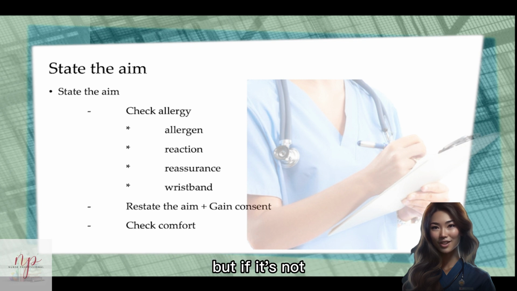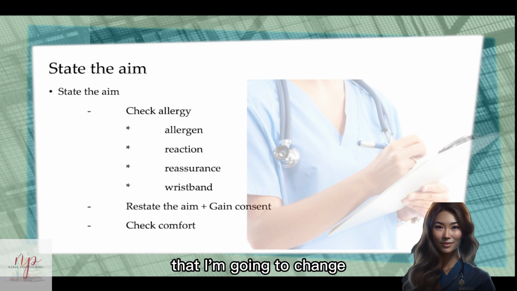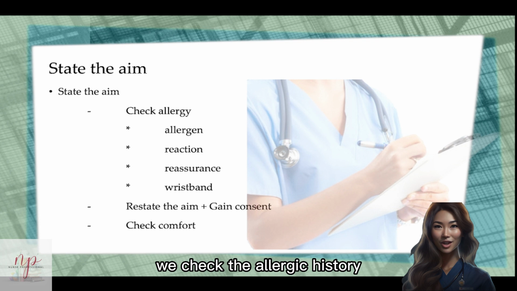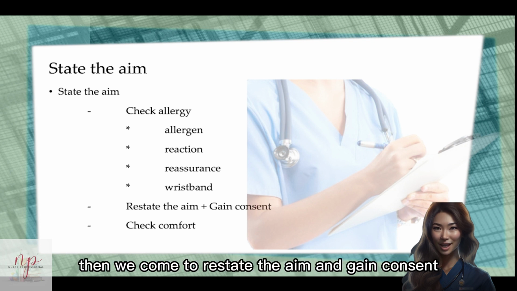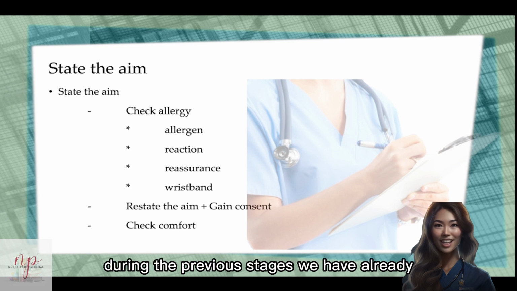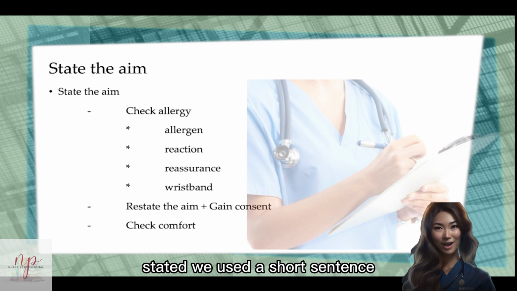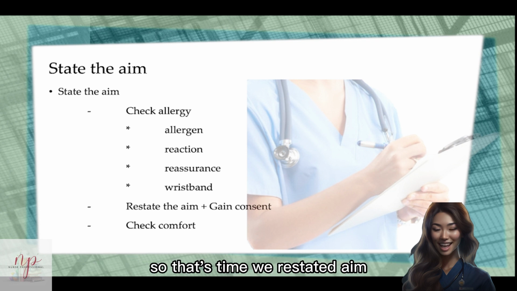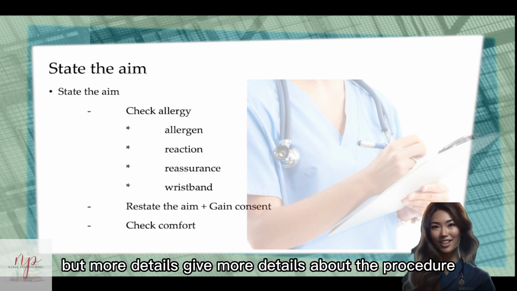But if it's not, then you need to tell the patients that I'm going to change the wristband for you, alright? So then, after we check the wristband things, we check the allergic history, then we come to restate the aim and gain consent. You remember during the previous stages, we have already used a short sentence to tell the patients the purpose of the procedure, right? So this time we restate the aim, but give more details about the procedure.